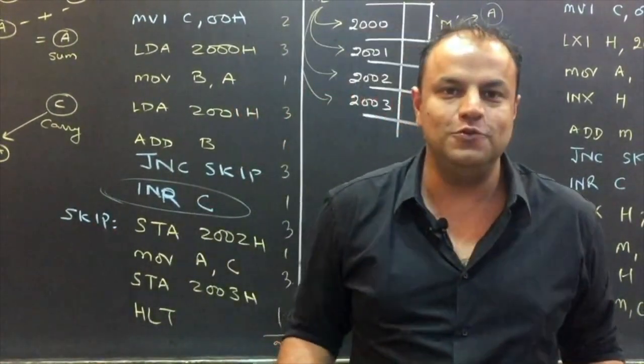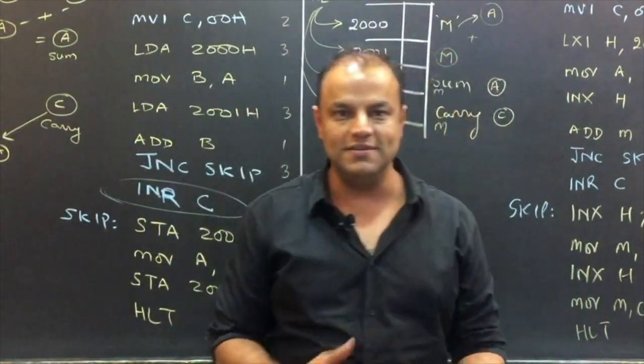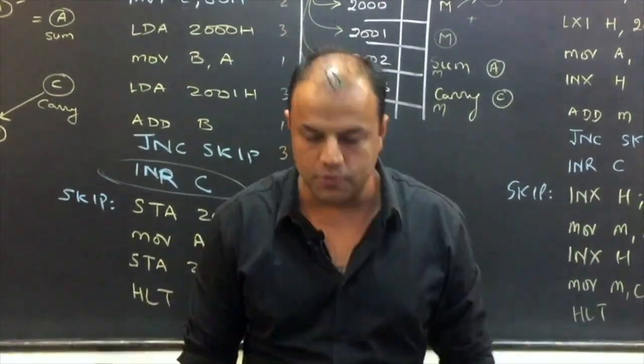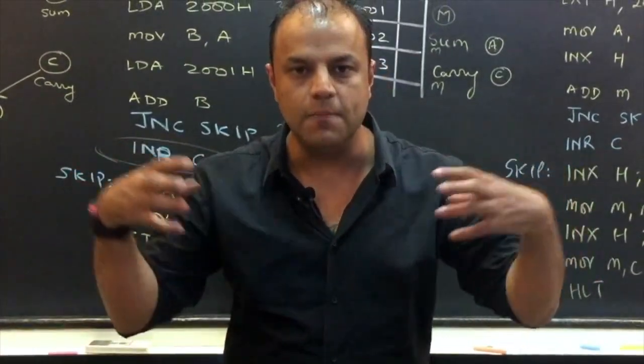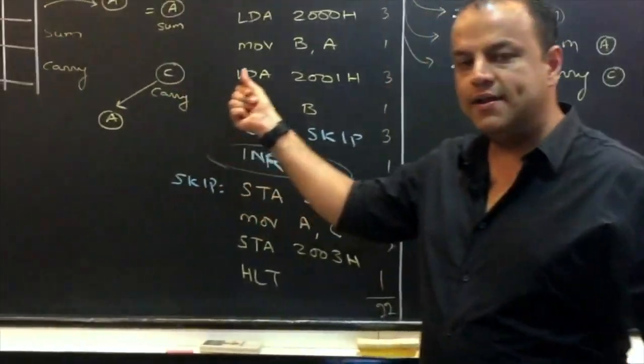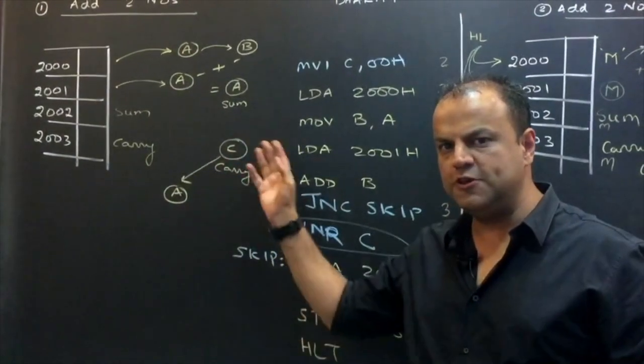The lesser the space you consume, the better the programmer you are if you manage to do the same thing in lesser code or lesser number of bytes. So that is it. None of these are really the advantages that I'm talking about. Yes, they are advantages, but the real big advantage lies here. This is a program to add the contents of 2000 and 2001, store the sum at 2002 and 2003, correct?